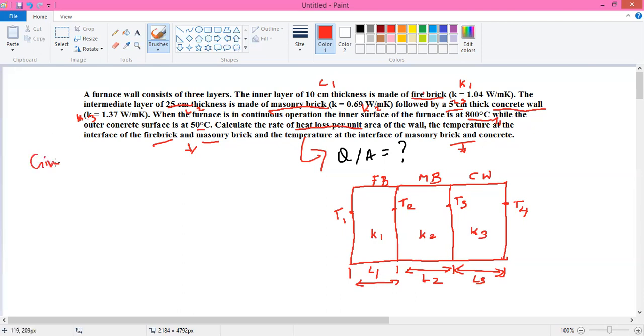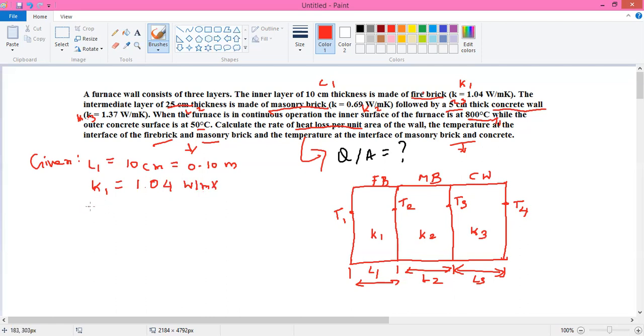So the given data: L1 is 10 centimeters. We convert 10 centimeters into meters, using the formula, so it's 0.1 meter. That is the thickness, and again we find the thermal conductivity. For the fire brick, it is 1.04 watt per meter Kelvin.